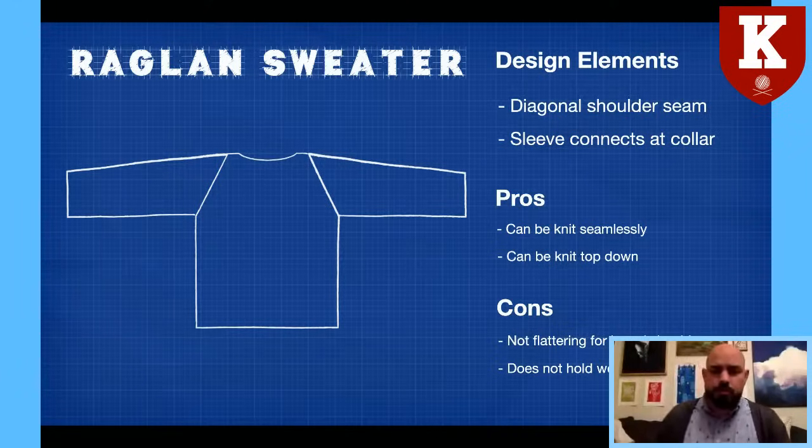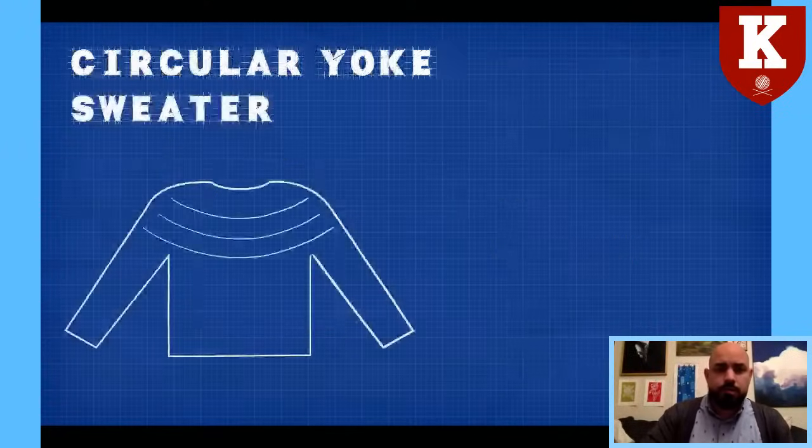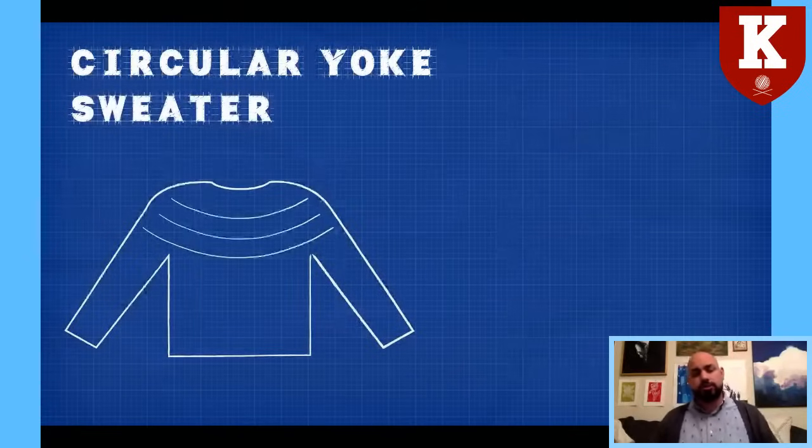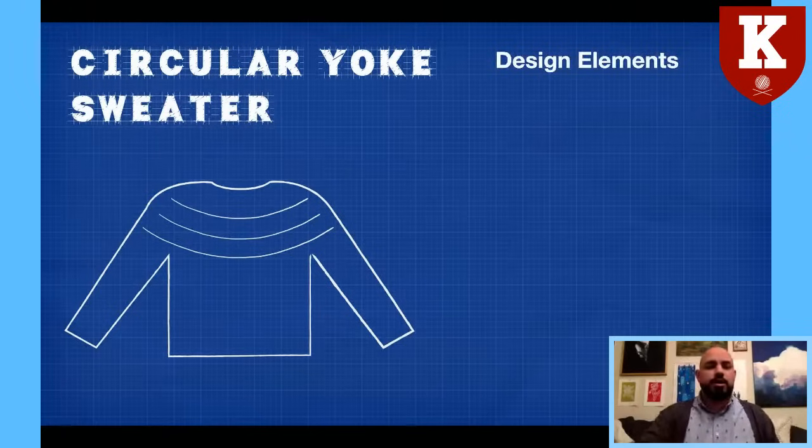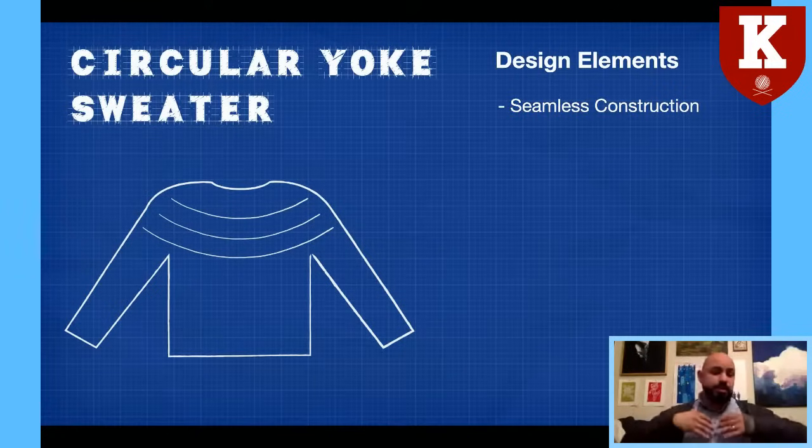Okay, so let's see. Next up, we have the circular yoke sweater. Now, this is a favorite of all knitters, or most knitters, because it's the sweater that you see used in those classic Scandinavian colorwork sweaters. I'll talk more about that in a second, but this is almost always a seamless construction. It's almost always knit from the top down. You can knit it from the bottom up, but that's not usually how it's done.